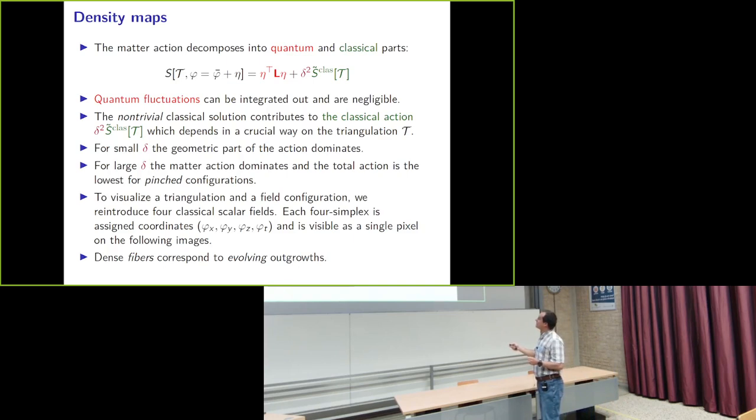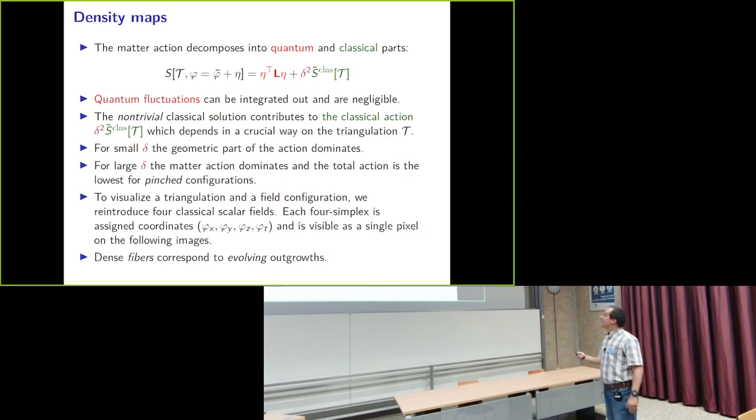If we take the dependence on delta, this classical part of the action depends as delta squared times a function that depends on the triangulation. And if this part becomes important and it dominates the action, then it will impact the triangulations that contribute mostly to the path integral when such scalar fields are present.